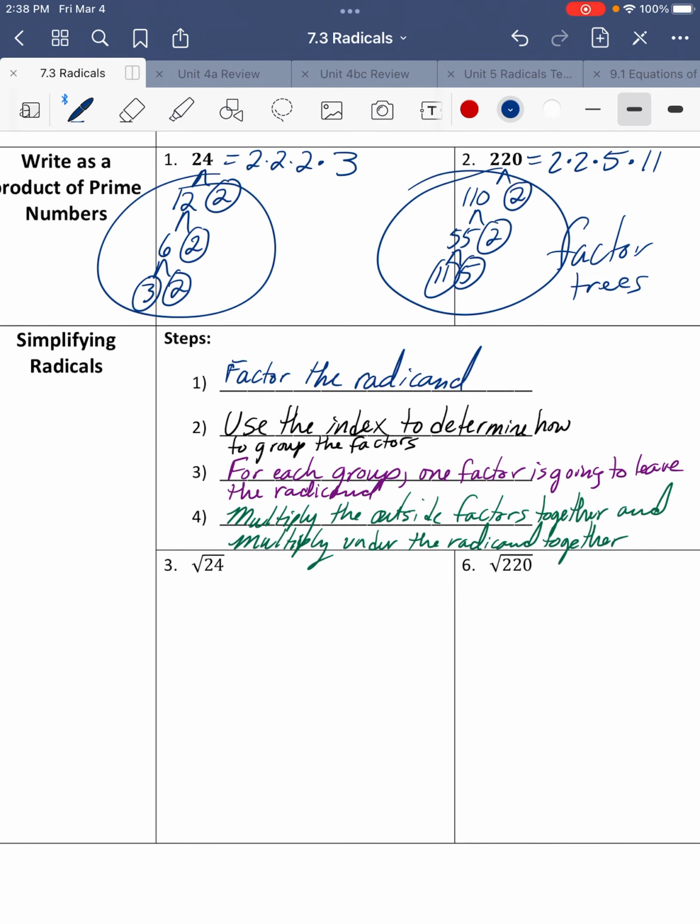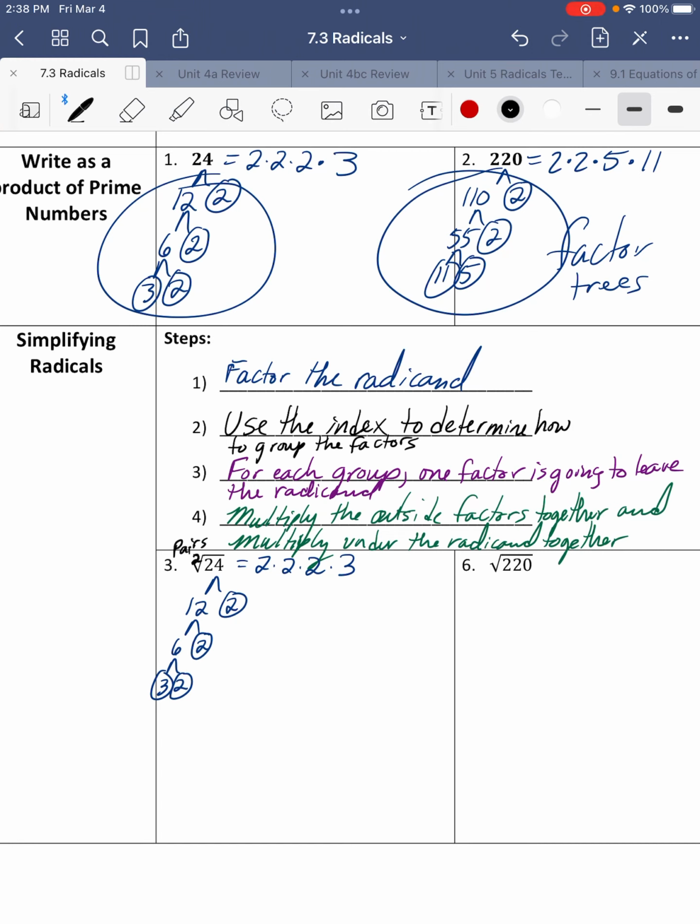So step one on number 3, we're going to break down 24. Again, it ends in a 4, so that's an even number, so I'll just do 12 and 2. 12 ends in an even number, so 6 and 2. 6 is 3 and 2. And I'll write it out horizontally. 2 times 2 times 2 times 3. So now step number 2 is to use the index. So this is a square root, so we're going to look for pairs.